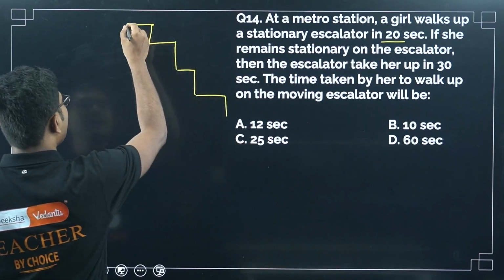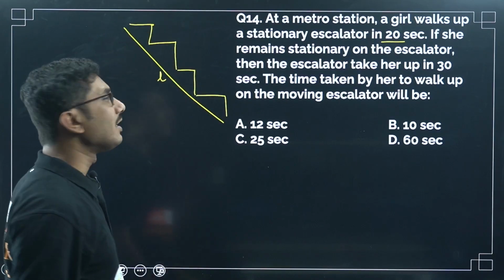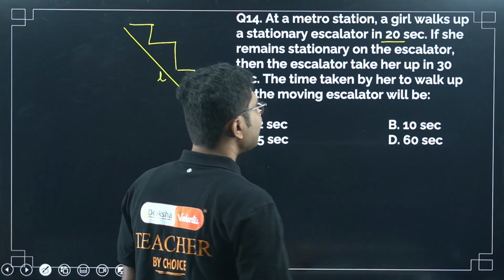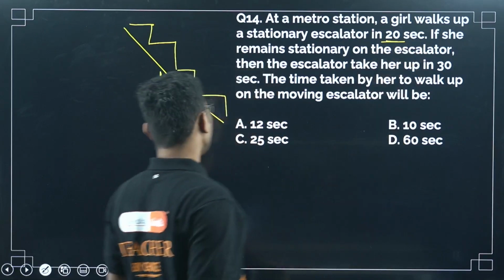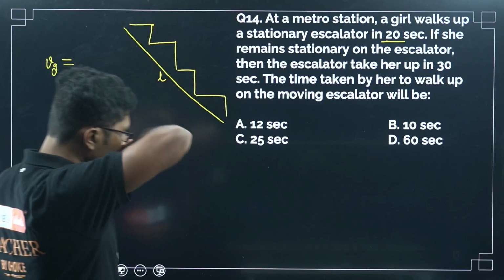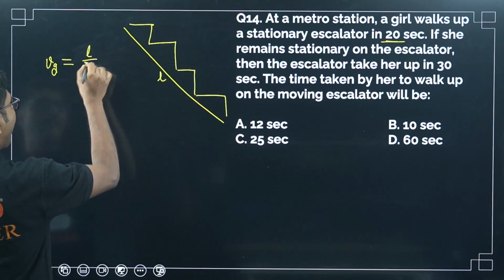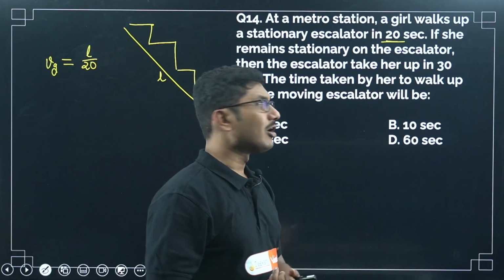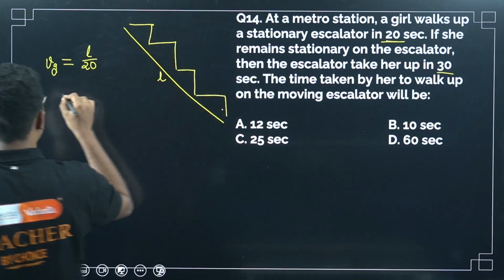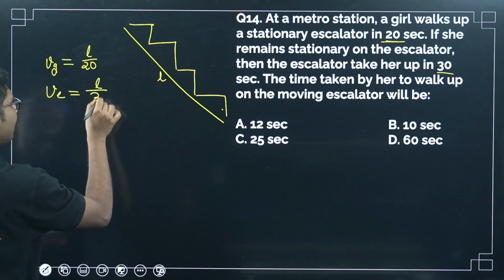Suppose the length of the escalator is L. So what is the velocity of the girl? She walks up L meter in 20 seconds, so the velocity of the girl is L by 20. Now the same escalator, when the girl is not moving, takes 30 seconds to reach from here to here. So what is the velocity of escalator? Velocity of escalator is L by 30, right?